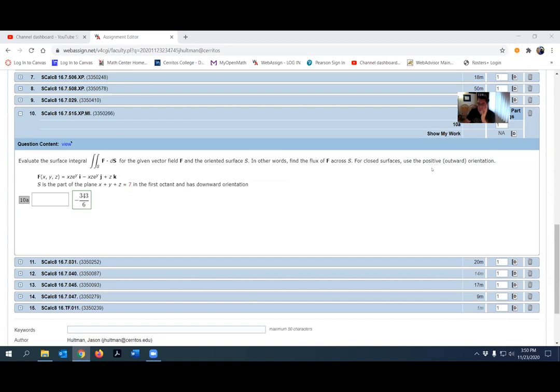So we want to calculate the flux. This is the part of the plane x plus y plus z equals 7 in the first octant. And it's downward. Okay, and that's my force field.